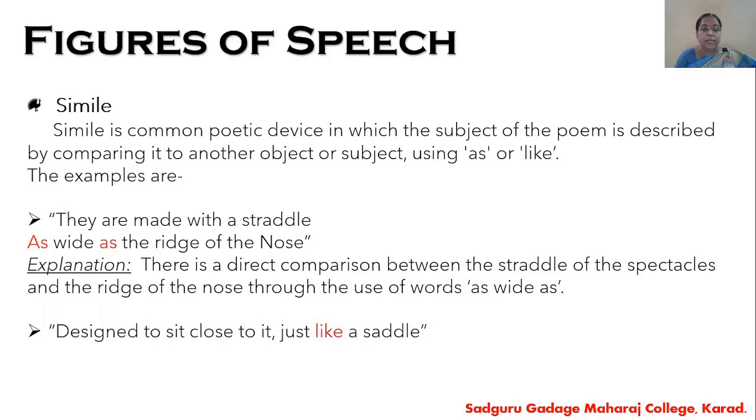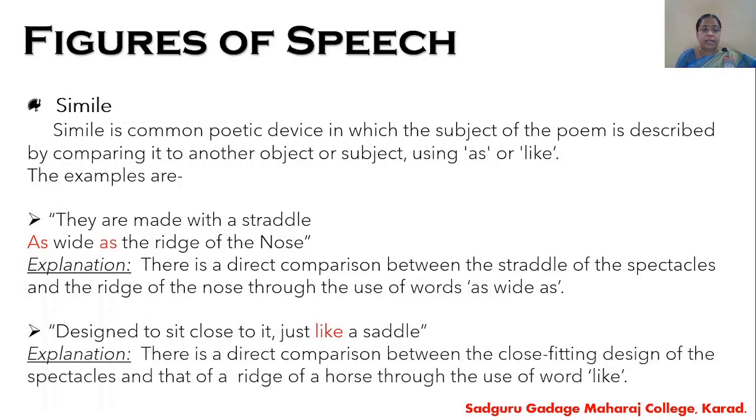Next example is: designed to sit close to it just like a saddle. Explanation: there is a direct comparison between the close-fitting design of the spectacles and that of a saddle of a horse through the use of word like.